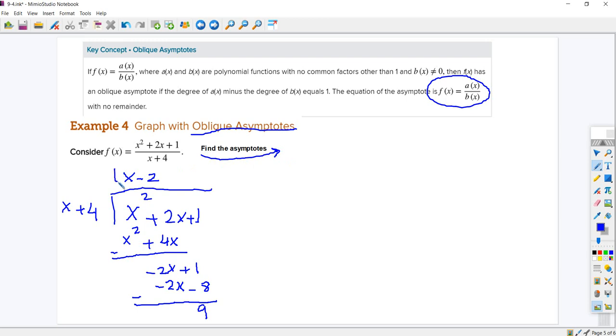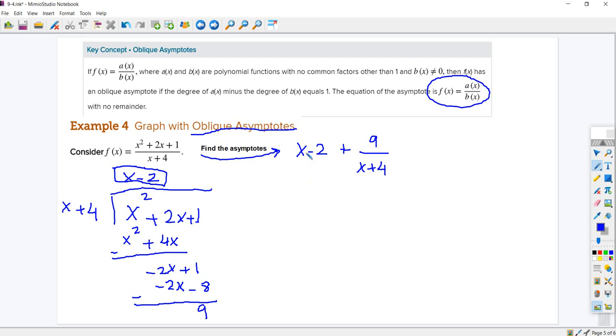You see how we got the quotient as x minus 2. We will have x minus 2 here still. Since 9 is the remainder, we will have a positive 9 over the denominator, that's x plus 4. So there we go. We just converted the way that we had before, last week.